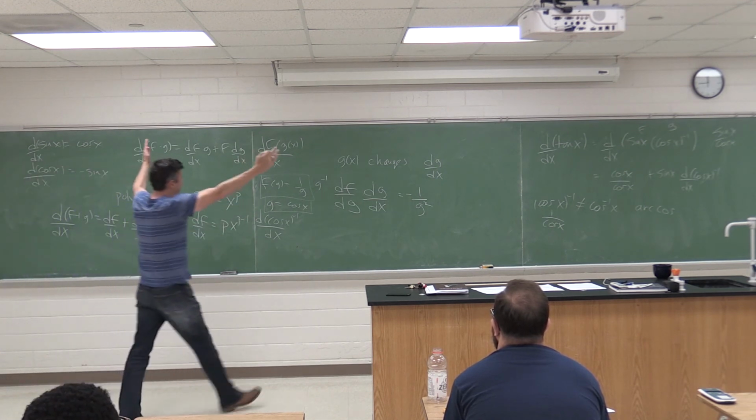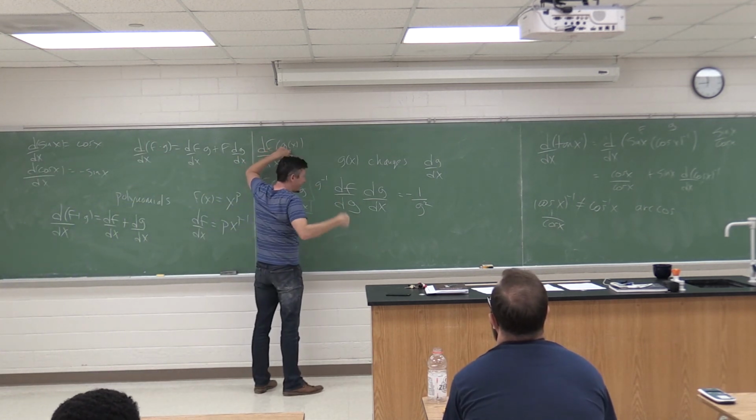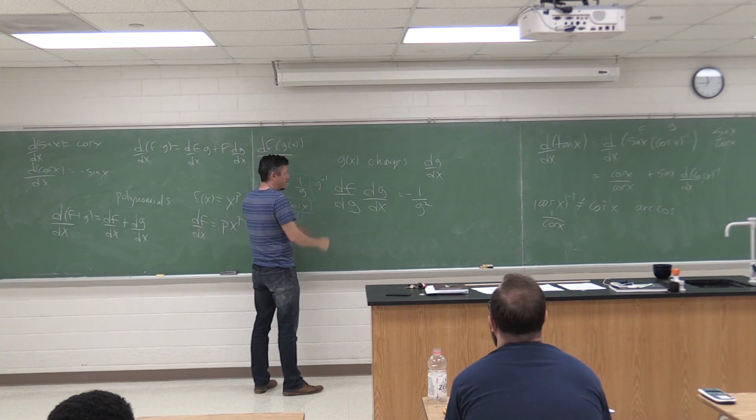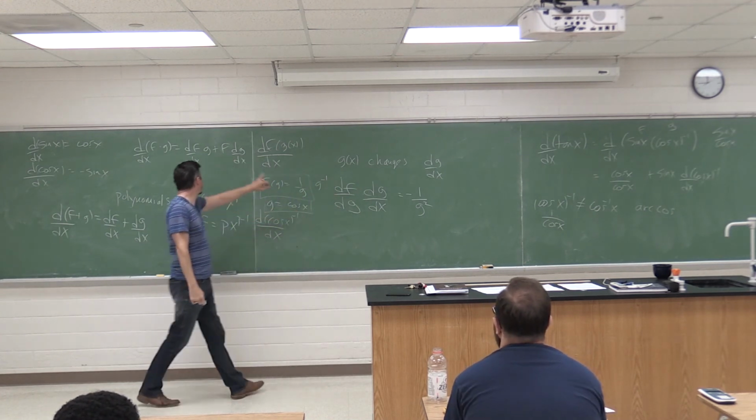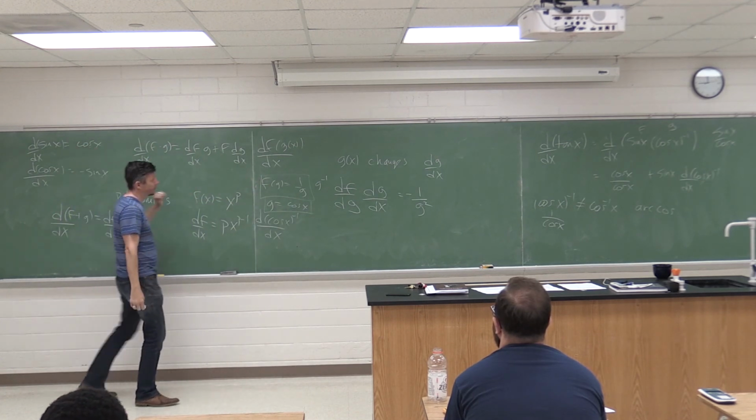So we're working this way, and now I go inside. I'm working through this chain of procedures, and I just take the derivative of g. g is just cosine. What's the derivative of cosine? Negative sine.